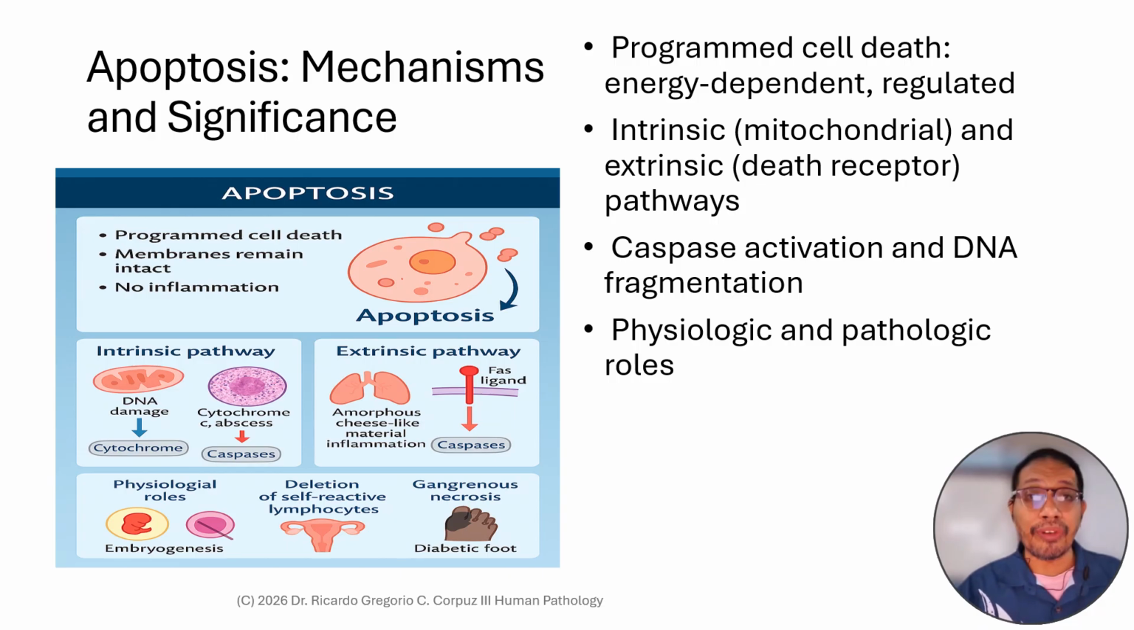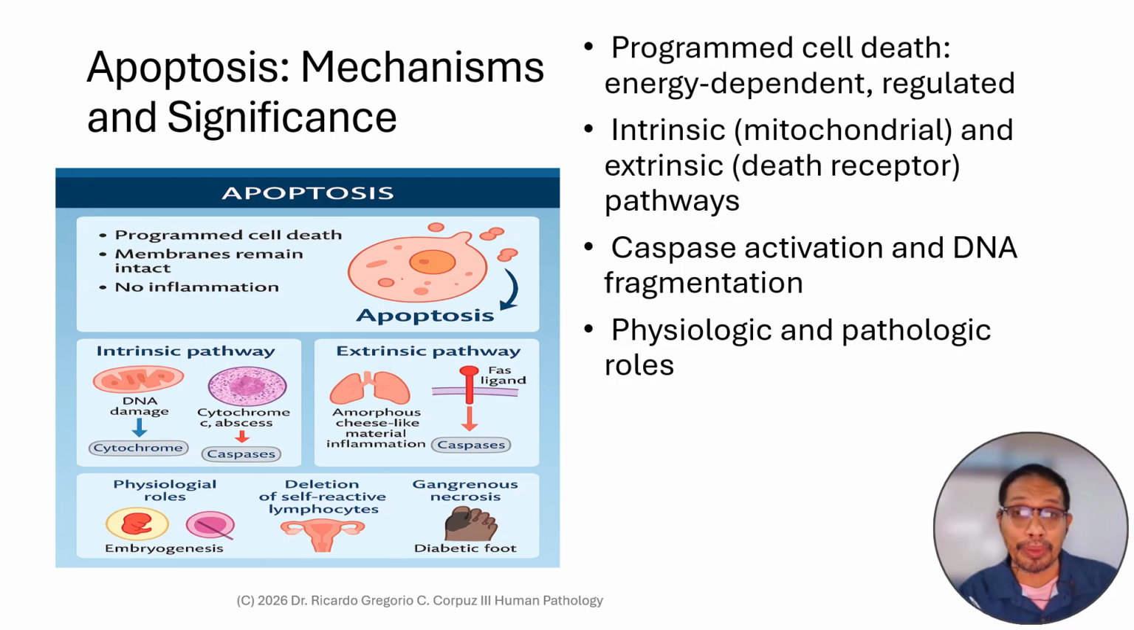So next, our focus now is apoptosis, a fundamentally different form of cell death from necrosis. It's important to contrast the two clearly because they arise in different contexts and have very different consequences for tissues. Unlike necrosis, which is uncontrolled, messy, and inflammatory, apoptosis is a tightly regulated, energy-dependent process. It allows cells to die in a controlled manner without spilling their contents or provoking inflammation.